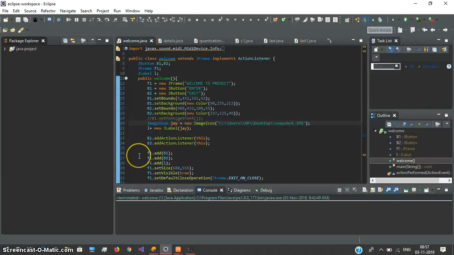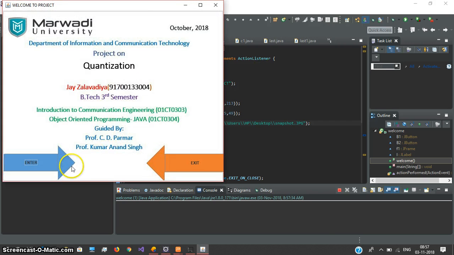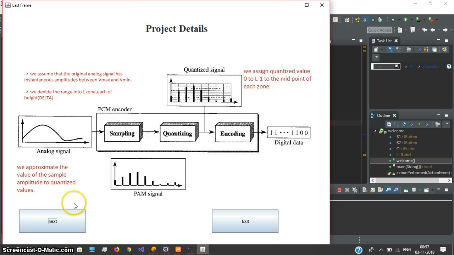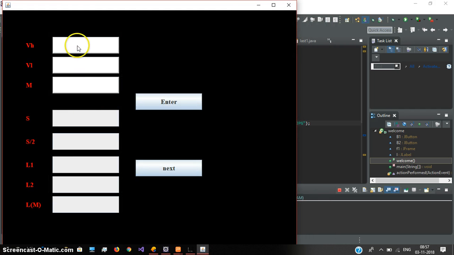encoded words. Now I have made the project in Java. The topic is quantization. Let me show the output. This is the block diagram of PCM. This is the equation: S is equal to (VH minus VL) upon M. This is how we find the equation.